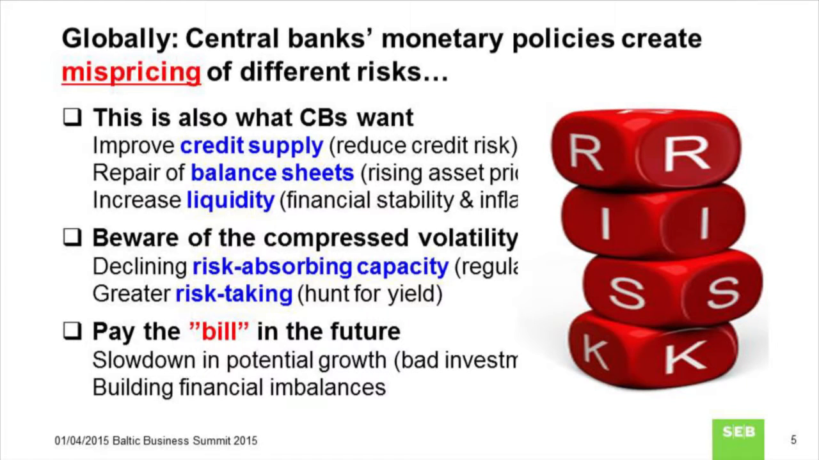I think that maybe central banks today are doing too much. You have the European Central Bank. They are buying 60 billion euro every month. And I think we are creating a kind of mispricing of risks in the financial system right now. I think that the central banks are aware of this. And this is also what they would like to see, because they are buying different kinds of assets to improve the credit supply. They would like to see stronger balance sheets and rising asset prices. They also would like to increase the liquidity in the system.